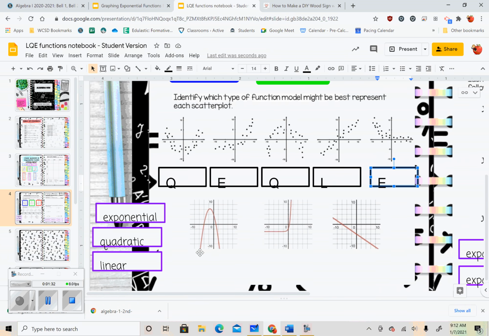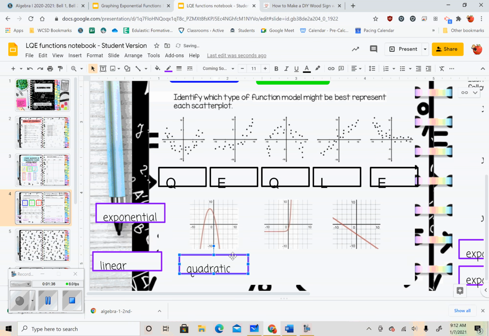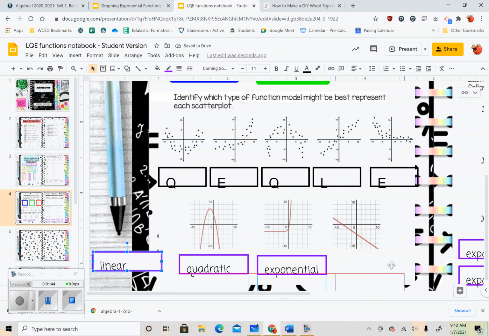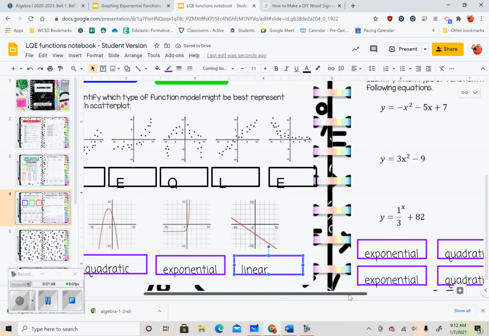Okay, so again, more practice. This first graph is that U, upside down U. So I'm going to grab my quadratic and bring it over. This is that J, that is my exponential. And this is that straight line, which is my linear line. Okay, that's off of a graph.